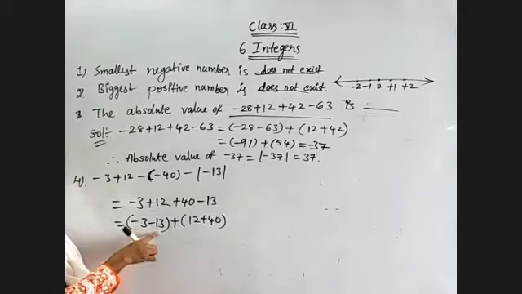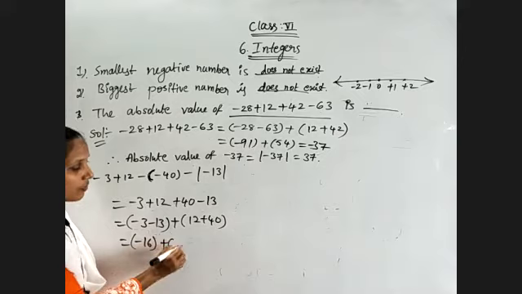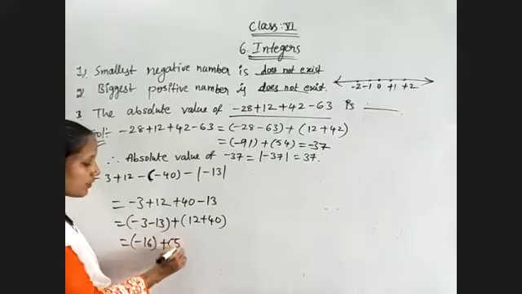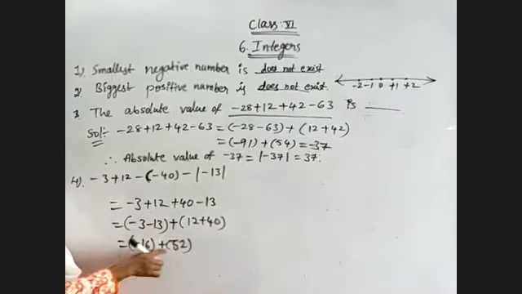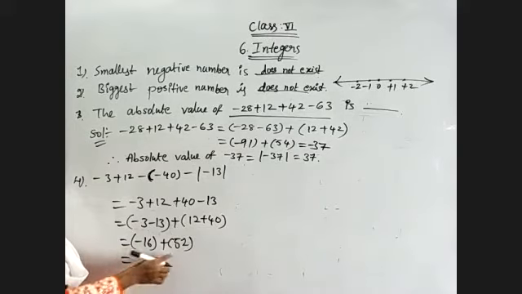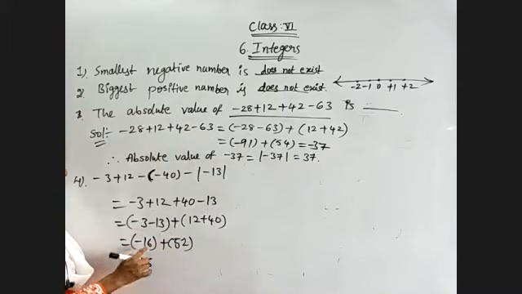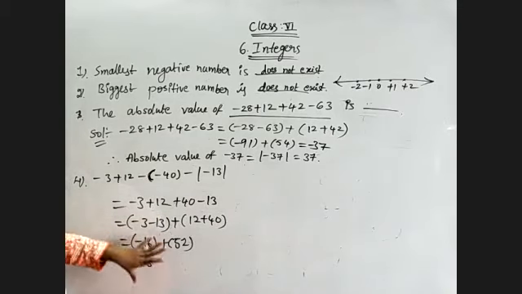Now 13 plus 3 equals 16, that is minus 16, plus 12 plus 40 is 52. One is plus, one is minus, so subtraction. 52 minus 16 we have to do, and 52 is plus, so we will get a plus answer. 12 minus 6 is 6. 4 minus 1 is 3, so 36. So plus 36 will be the answer for this expression.